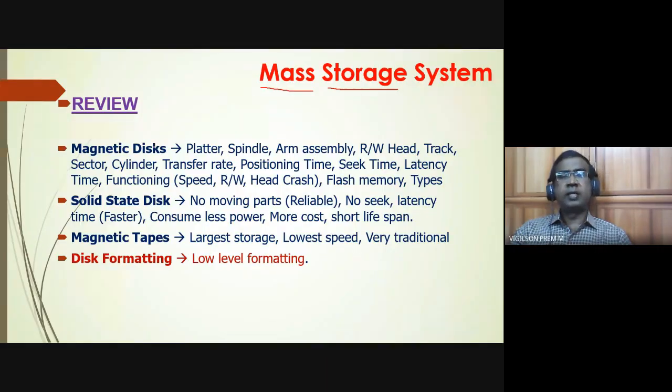So in that last class, we discussed what a magnetic disk is. One example of a magnetic disk is our hard disk. We started with one important key term called the platter, a structure like one CD, as I have shown in the diagram. Like that, we have more CDs arranged in that order, which forms a hard disk.